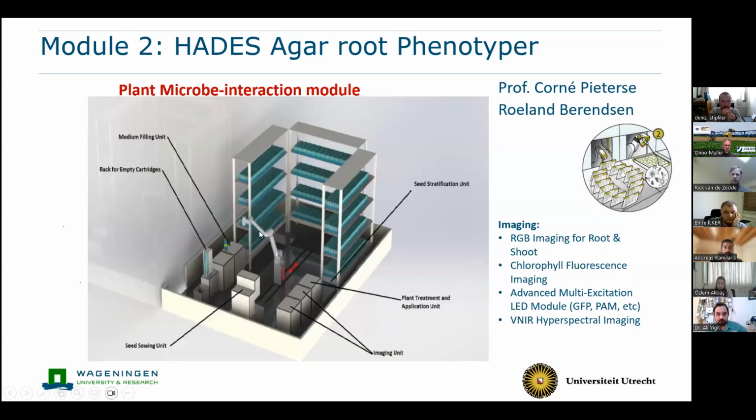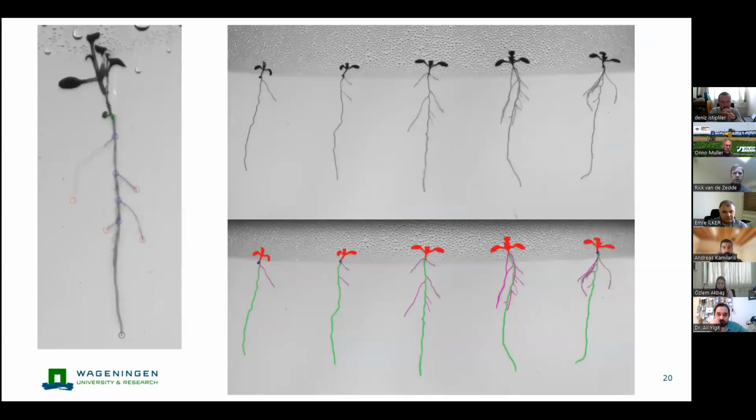Hades has a robot system to move these agar plates around. He has got imaging boxes to take images of these agar plates in which the roots are growing. And then we have multiple imaging systems. So then there's a hyperspectral camera, chlorophyll fluorescence camera, and an RGB camera. I would like to show you some simple results.